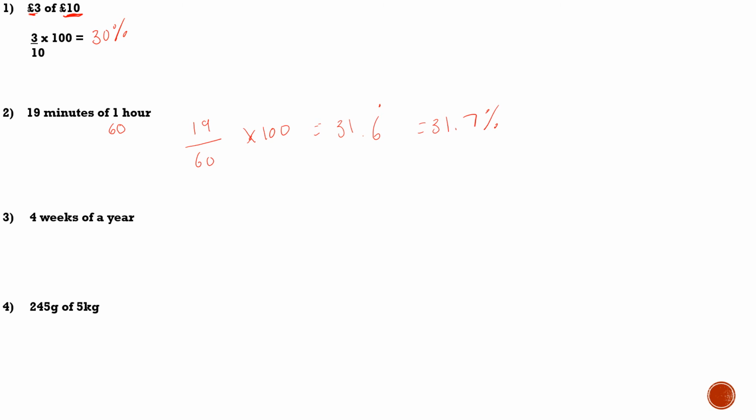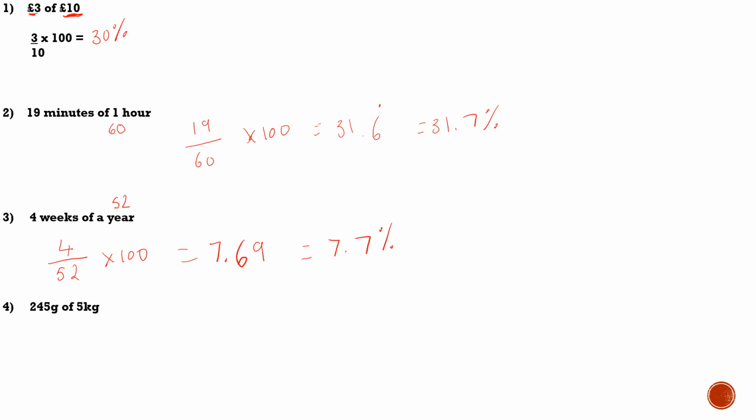The next one, we're looking for 4 weeks of a year, and a year is 52 weeks. So we're going to do 4 over 52 and times it by 100. And again, if you type that into a calculator, that's going to give you 7.69 with a load of other numbers after it. So if I'm rounding it to one decimal, I'm going to put 7.7%.